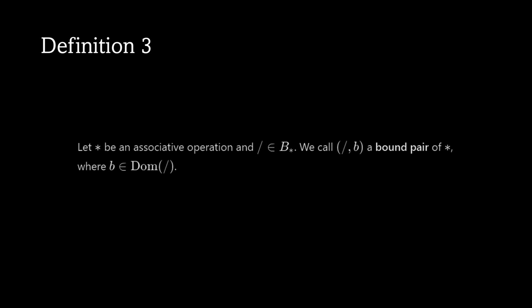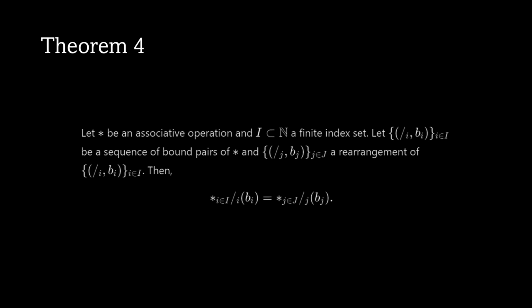So let star be some associative operation, and let slash be an operation in the family of star. Like we described earlier in this video, we will call slash and b together a bound pair of star, where b is in the domain of slash. This definition just allows us to refer to these pairs. So with all these definitions in place, we can now move on to theorem number 4.